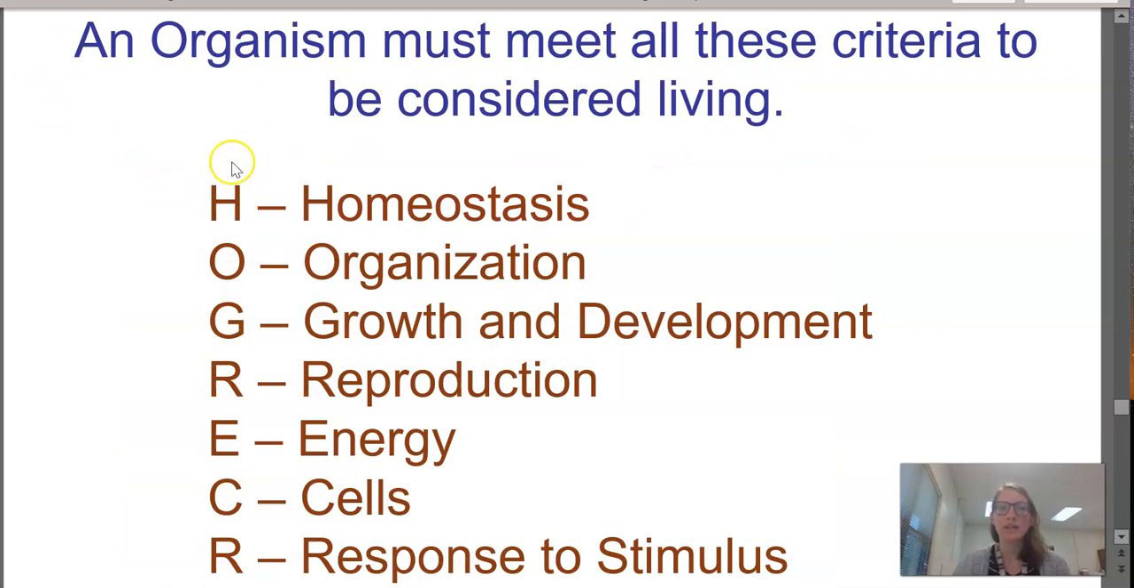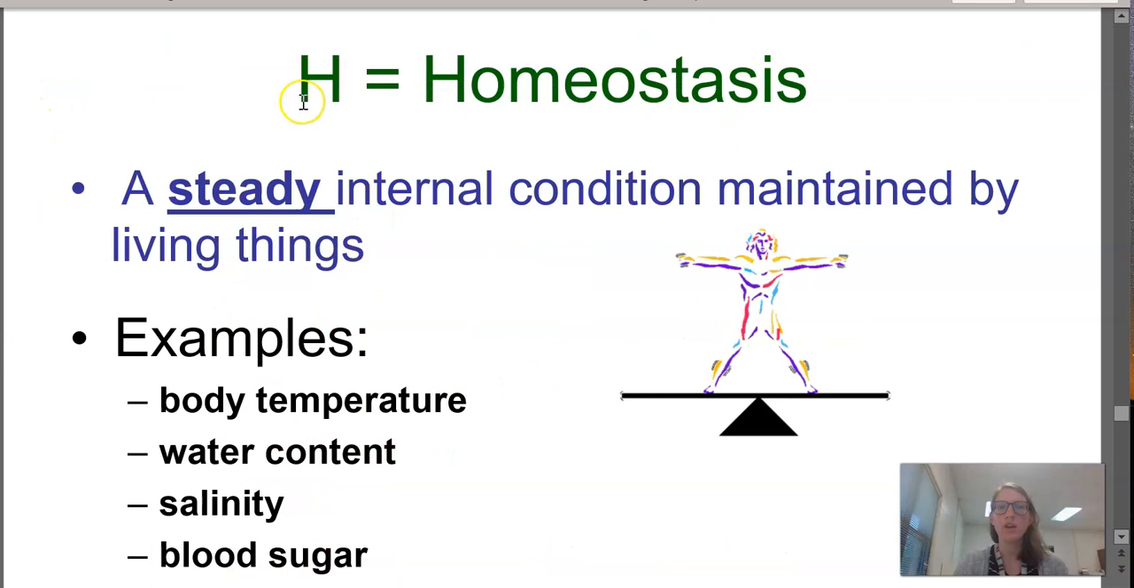So these are all of the things. H is for homeostasis. O, organization. G, growth and development. R, reproduction. E, energy. C, cells. R, response to stimulus. We're going to go through each one individually. So the first one was H, homeostasis.